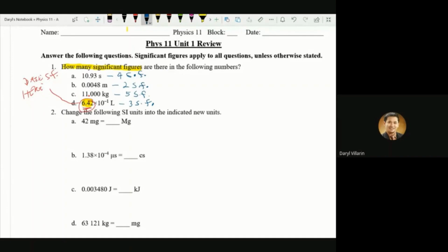Okay, number 2. You don't have to memorize the prefix table. I will not ask you to memorize it. I'll be giving you the prefix table for that. So all you need to do, if we want to convert, is the same thing as conversion. This is just the conversion of units.